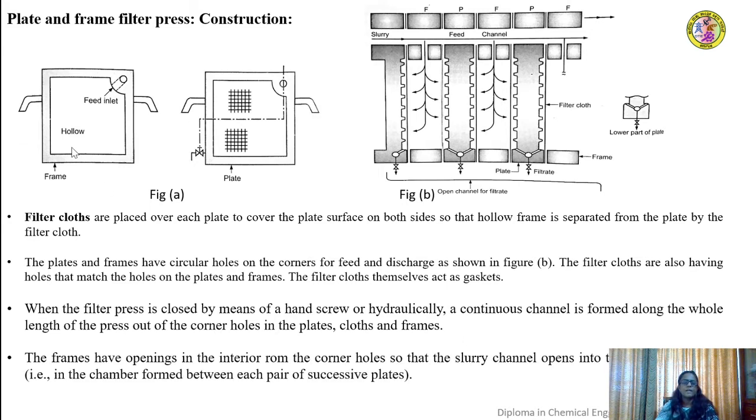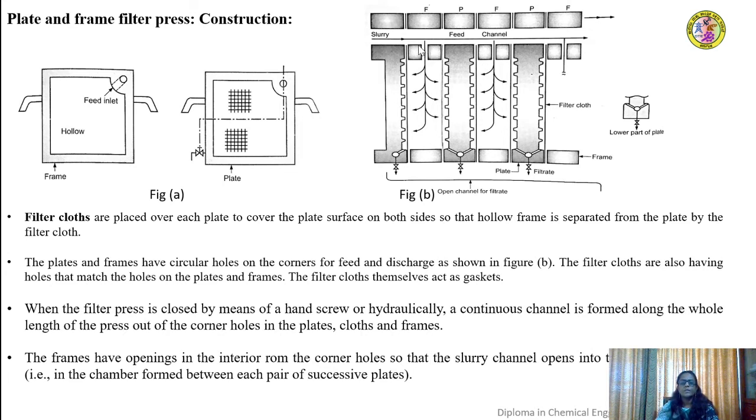So the frames, as I told you before, will have an opening in the interior of the corner holes so that the slurry channel opens into the interior of the frame, that is in the chamber formed between each pair of successive plates. Okay, so when you place the plate and frame alternatively like this, in between two successive plates, there forms a chamber. So these are the chambers in which the filtration takes place.